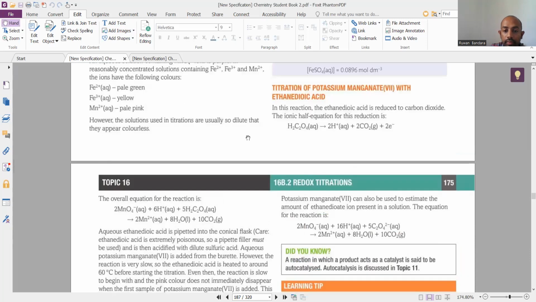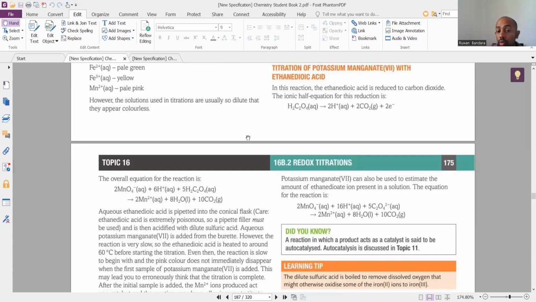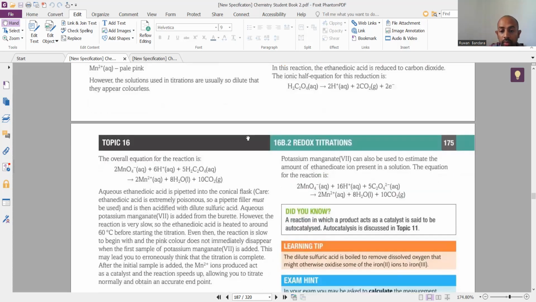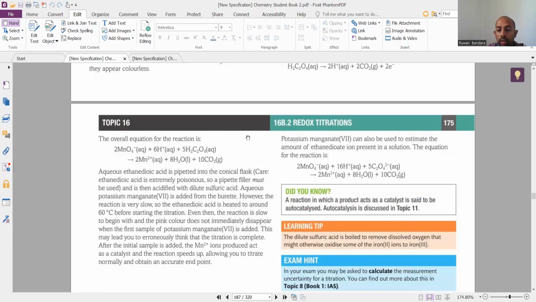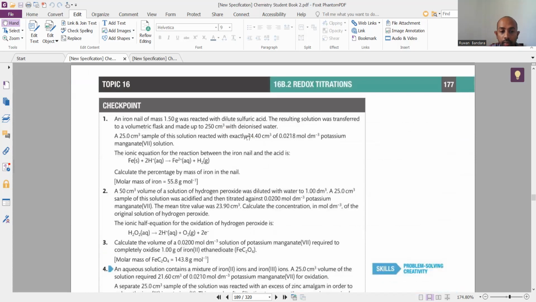Okay. So the ratio is 2 to 5: manganate 2 and ethanedioate 5. The self-indicator point was already there. And now we have autocatalyst. I hope that's clear.